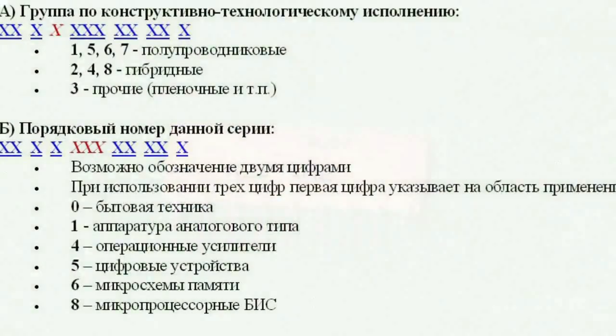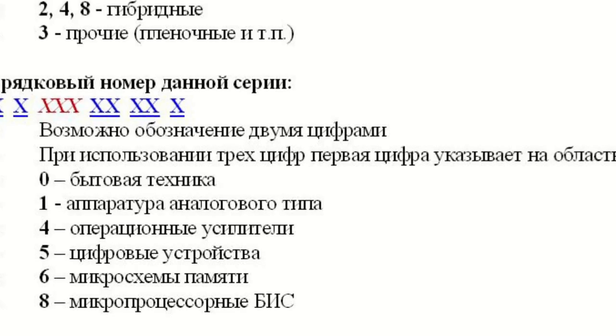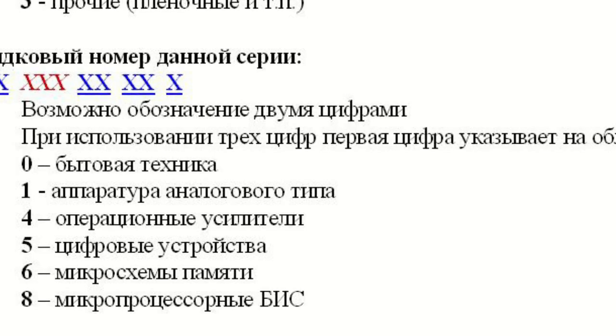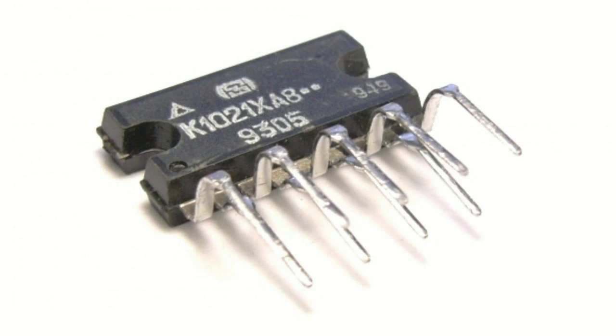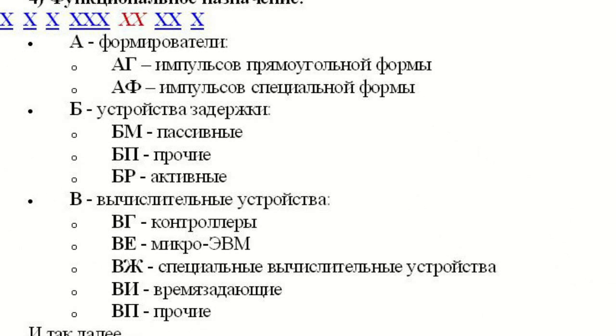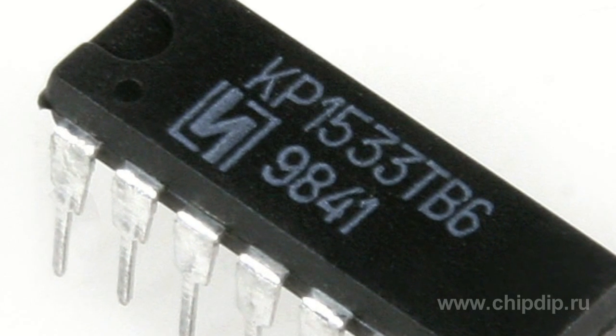If a series number has 4 figures, then the second one indicates the field of application of the chip. 0 indicates home appliances, 1 indicates analog equipment, and so on. Functional purpose of a chip is identified by a 2-letter index, where the first letter indicates the subgroup and the second one indicates the type of the chip. For example, letter T means trigger and letters TB mean JK trigger, TR RS trigger and TL Schmitt trigger.